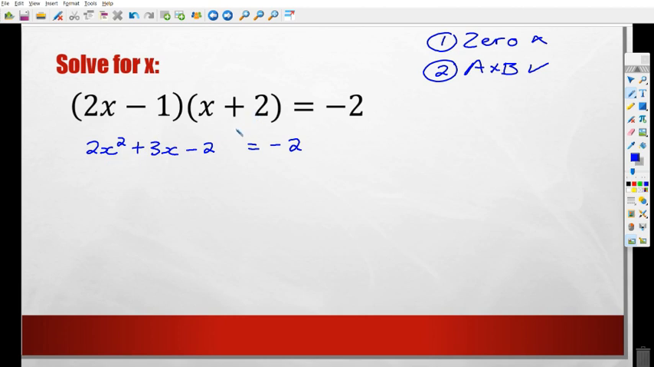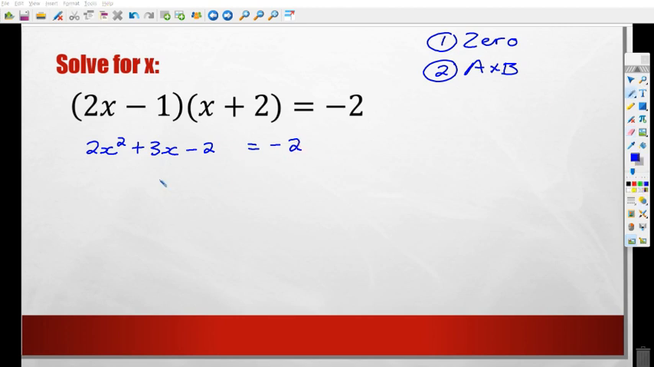Why not? Because I see I've got an x squared. Immediately I see it's an x squared. What do I know? Quadratic equation. Quadratic equation means what? I need 0, and I need something times something. I don't have something times something anymore, and I don't have a 0. How am I going to get a 0?